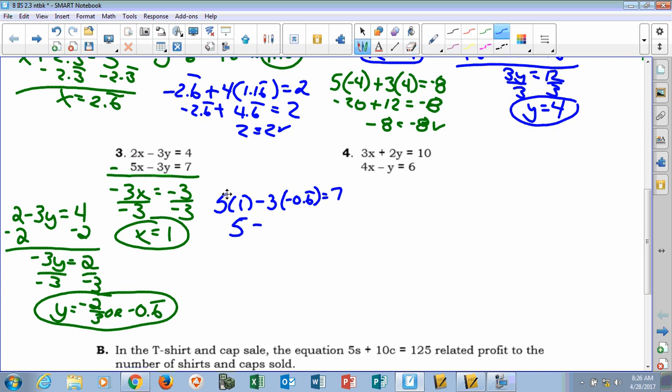All right, so if I take 3 and I take it times negative 0.6 repeating, oh, I hit the add button. That's not going to work. You should get negative 2.